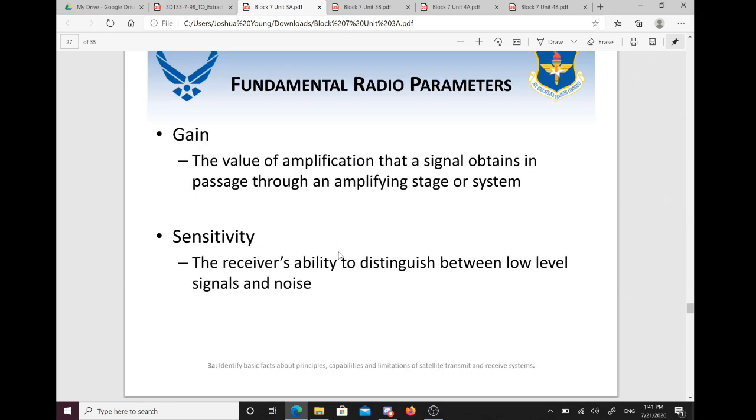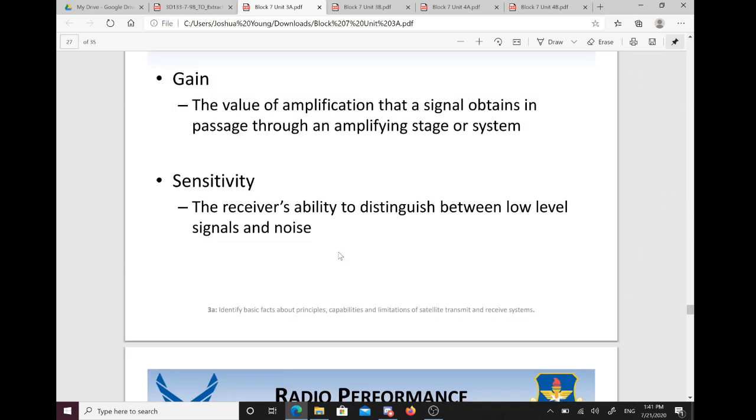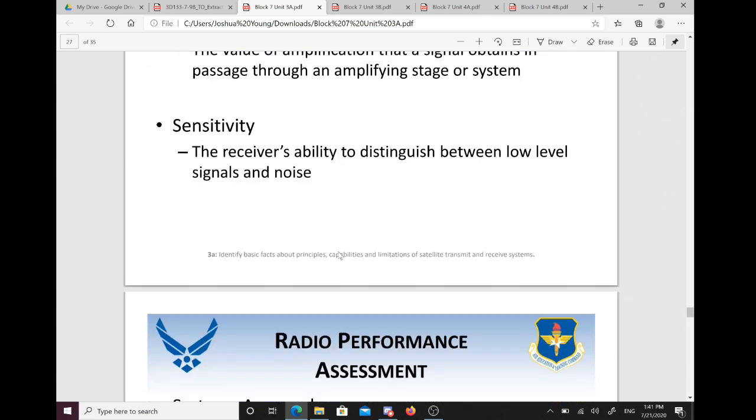Usually whenever we go into actually defining the fundamental radio parameters and what those words mean to us, because we start talking about them a little earlier on in the objective, it starts to make a little more sense as we are able to expand upon it.